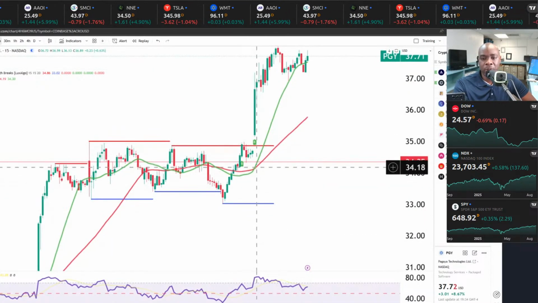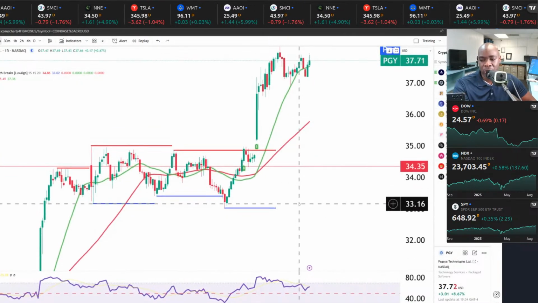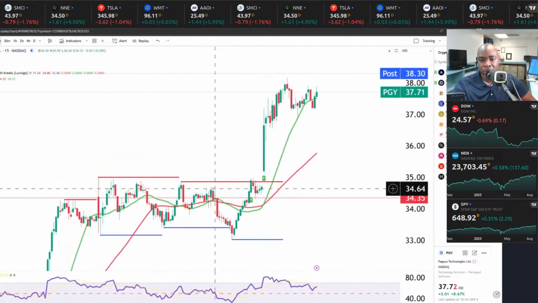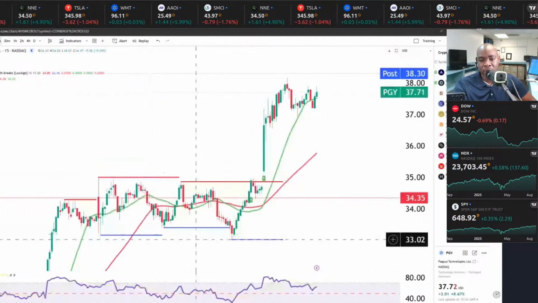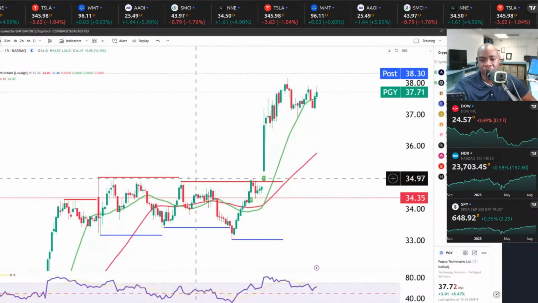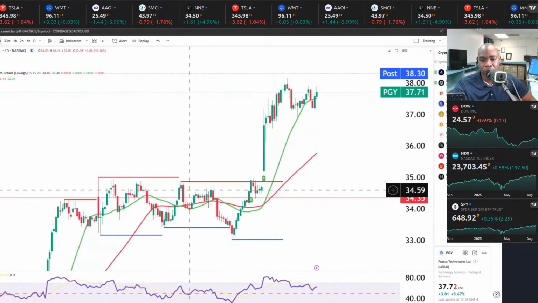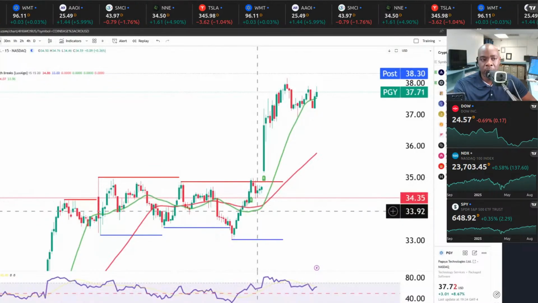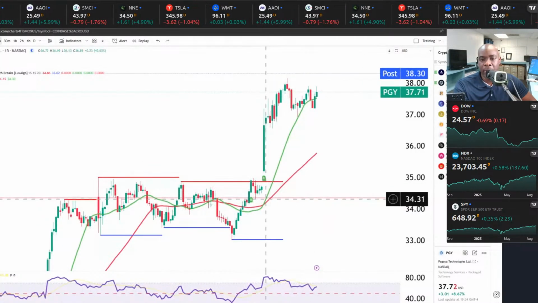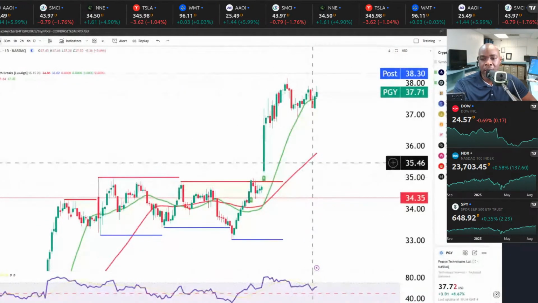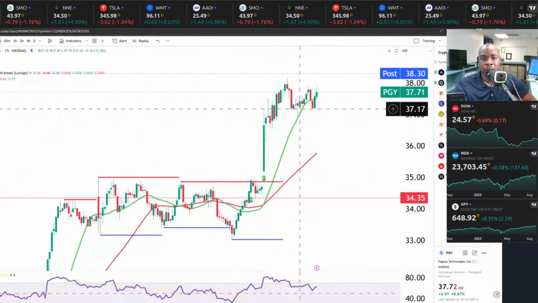Here are the basic things I have set up on my charts. I have my areas of support, which are these blue lines, and my areas of resistance, which are these red lines. I also have my moving averages set up over here, and they are the red and green lines that you see.